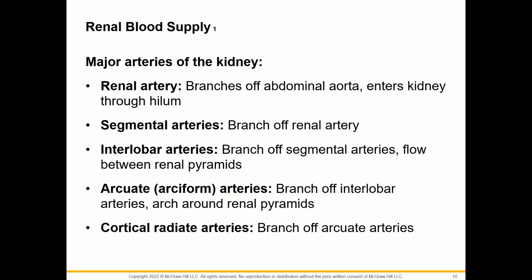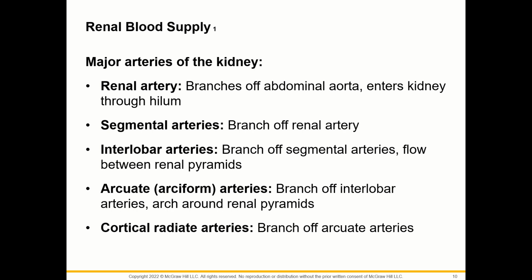There are several major arteries of the kidneys. We have the renal artery, the segmental arteries, the interlobar arteries, arcuate or arciform arteries, and the cortical radiate arteries. The renal artery branches off the abdominal aorta and enters the kidney through the hilum. The segmental arteries branch off the renal artery.